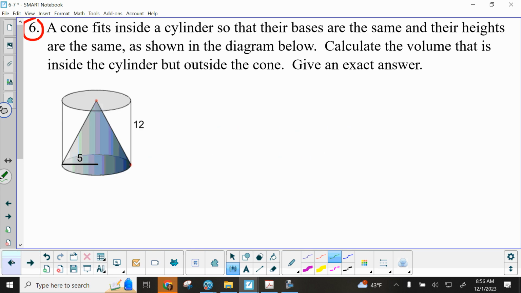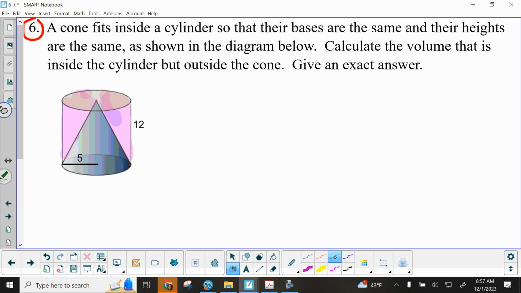A cone fits inside a cylinder so that their bases are the same and their heights are the same, as shown in the diagram below. Calculate the volume that is inside the cylinder but outside the cone. Give an exact answer. So it wants this volume. Well, technically this goes right to the top. So all that on the side.